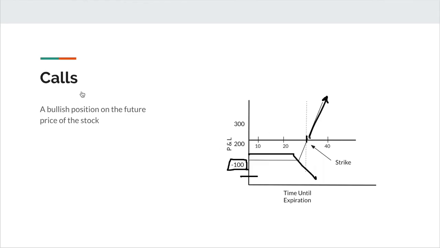So as a call buyer, your end goal is for this contract to be worth more as the strike price is achieved. As soon as the stock hits that strike price, the stock is now considered at the money. That is an important definition that we'll define later on in this chapter. If it's above it, then the call is in the money, therefore your call will be more valuable.